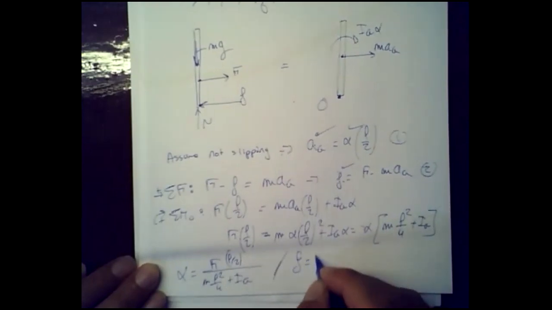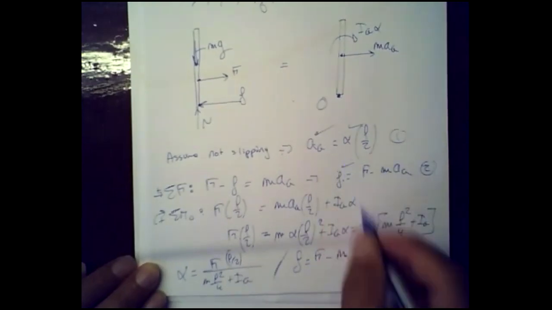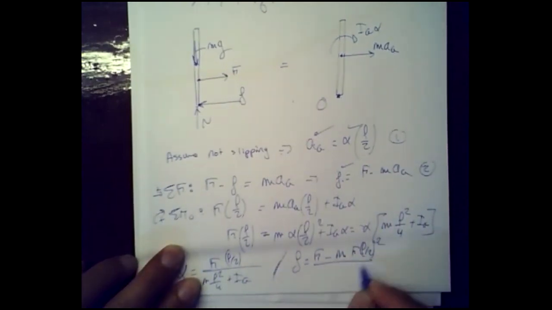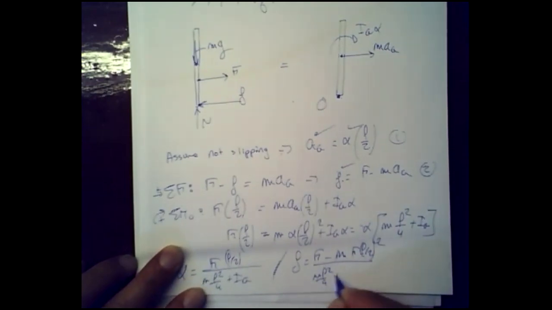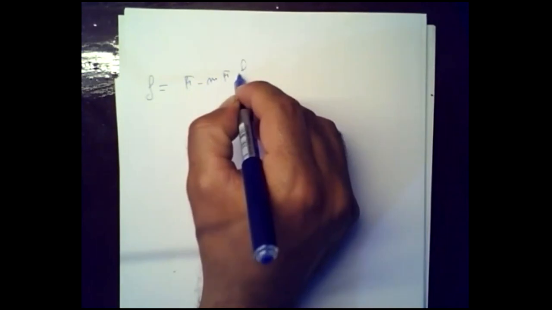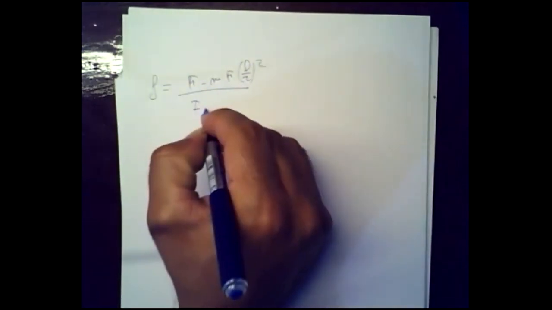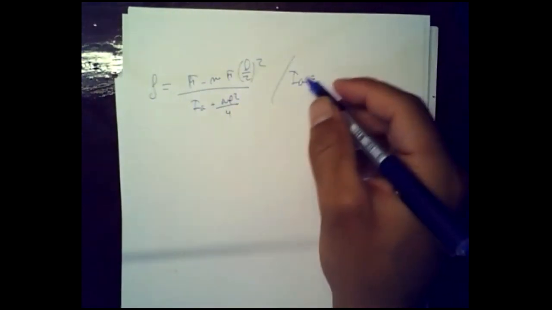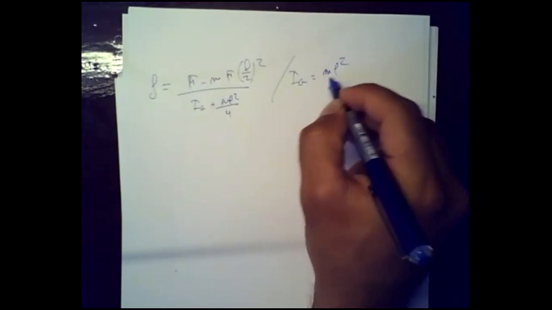f is going to be equal to F, which is known, minus M AG, which is alpha times L over 2. So f equals F times L over 2 squared divided by ML squared over 4 plus IG. Now you want to test if that friction is greater than mu s times N. So now is when we test. Rewriting that, f is equal to F minus M F L over 2 squared divided by IG plus ML squared over 4, where IG is equal to how much? The moment of inertia for a slender bar about its center of gravity is equal to ML squared over 12.